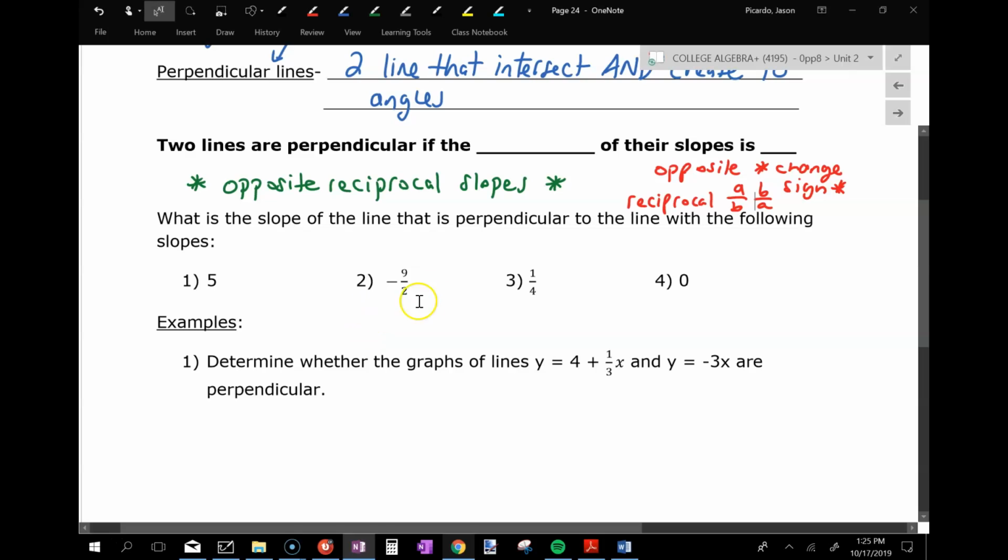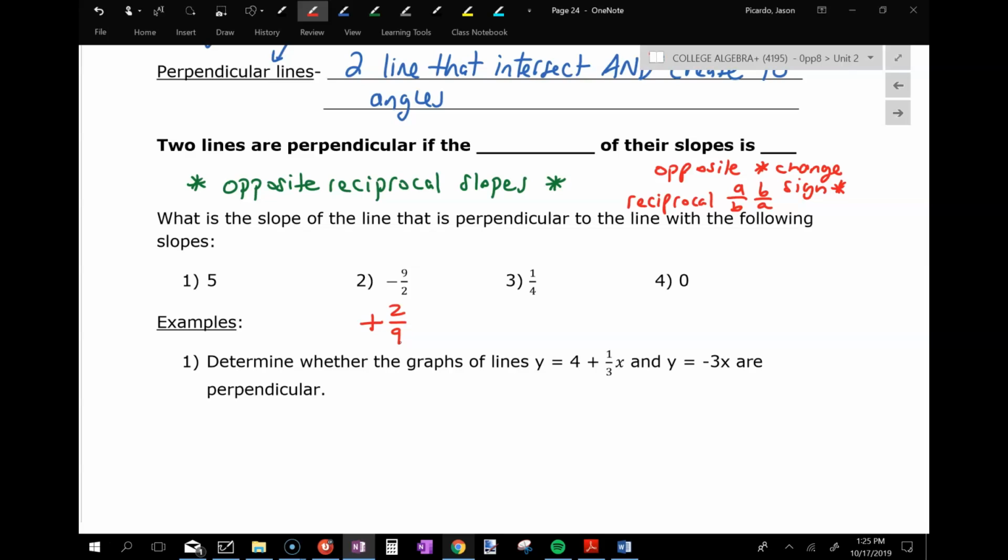So let's start off here with example 2. Read that. Negative 9/2. To be perpendicular to this, I need to change the sign and switch the items in the fraction, right? So make it 2/9.